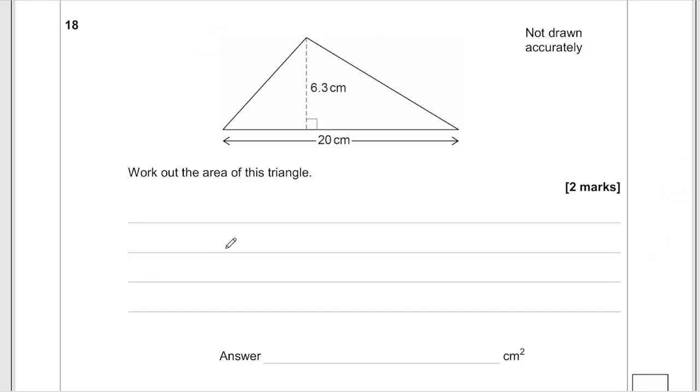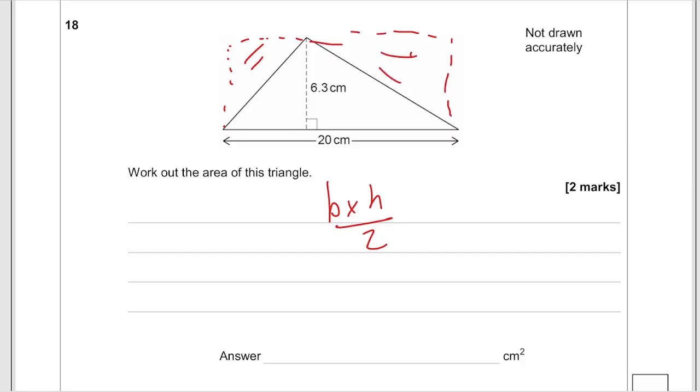Look at the area of a triangle. Remember, the area of a triangle is base times height divided by 2. It's not a rectangle. I don't have all of that space. I've only got half of the space. So base times height divided by 2. My base is 20 in this case. My height is 6.3. And then I divide it by 2.